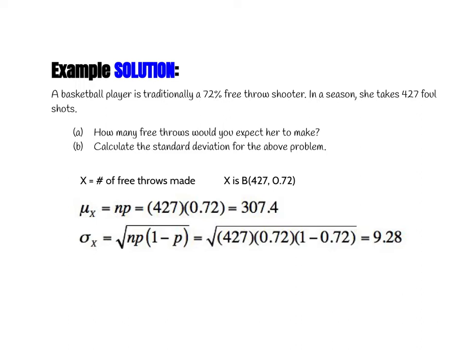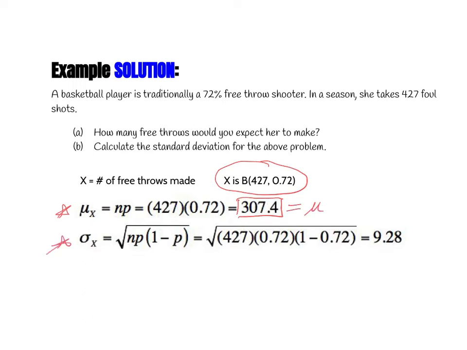So x is the number of free throws made, and x is a binomial distribution with n as 427 and p, the probability of success, is 72%. So the expected value would be n times p, or 427 times 72%, which is 307.4. So that is the expected number of free throws that this player would make. And remember, we also call that the mean.